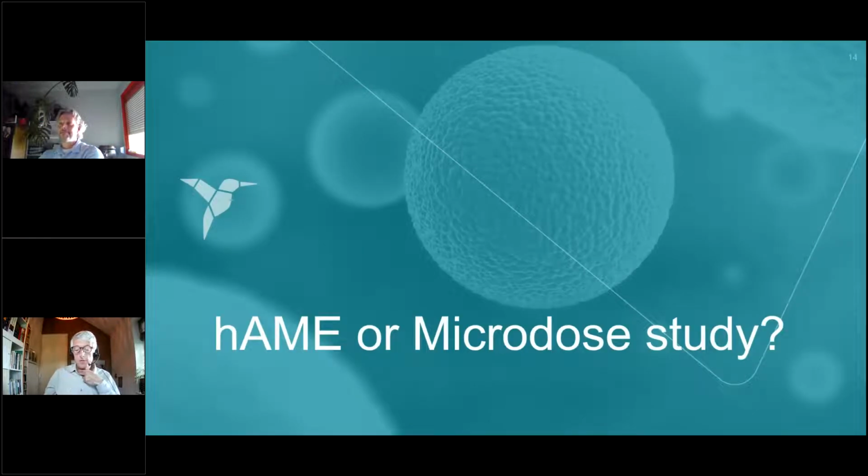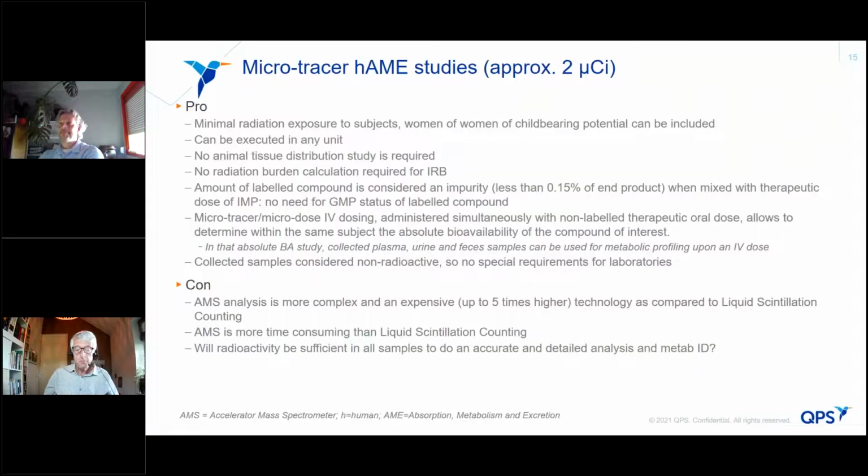In the next few slides, we cover a few specific topics. The first is human ADME study or a microdose study. So looking at a microdose study, the pros are there is a minimal radiation exposure. They can be executed in any unit. Actually, I need to say in any unit except for a unit that does a lot of normal mass balance studies because that may contaminate your unit.